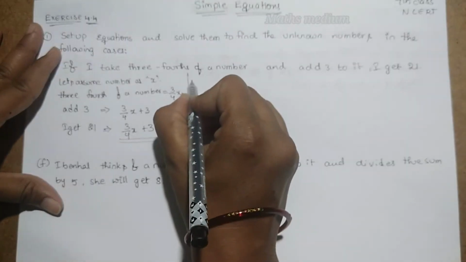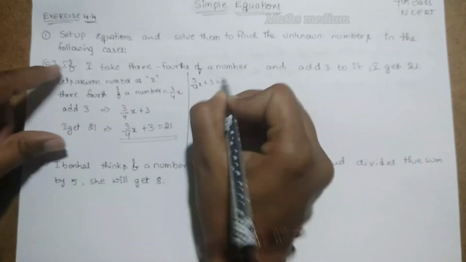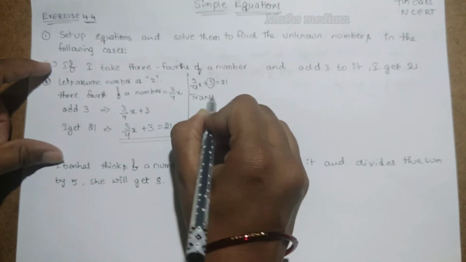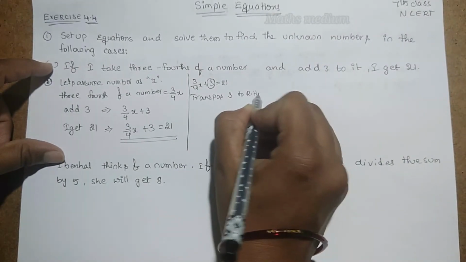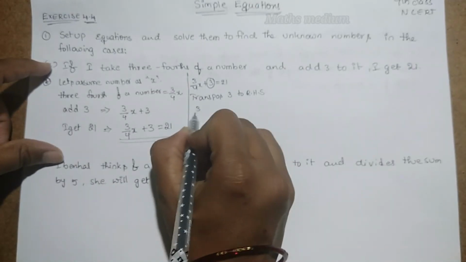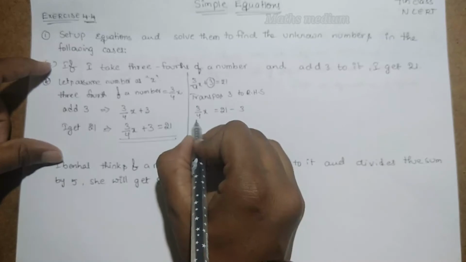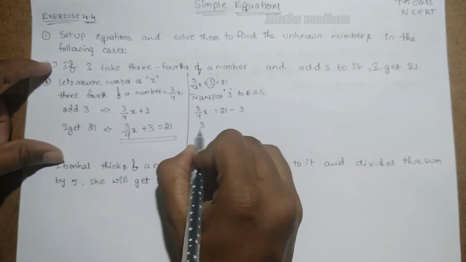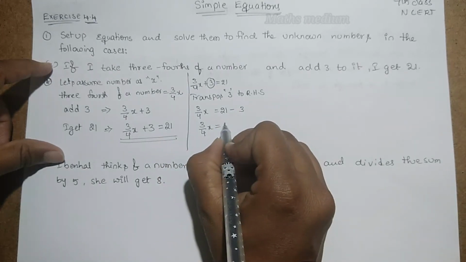So see here, 3/4x plus 3 is equal to 21. First transpose 3 to RHS. So 3/4x equal to 21 minus 3. It gets a change in sign. So 3/4x equal to 21 minus 3, we get 18.